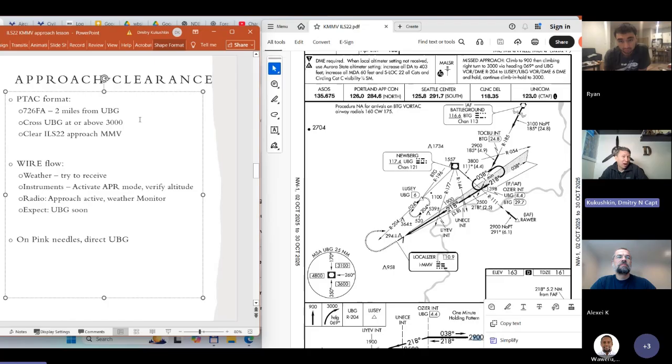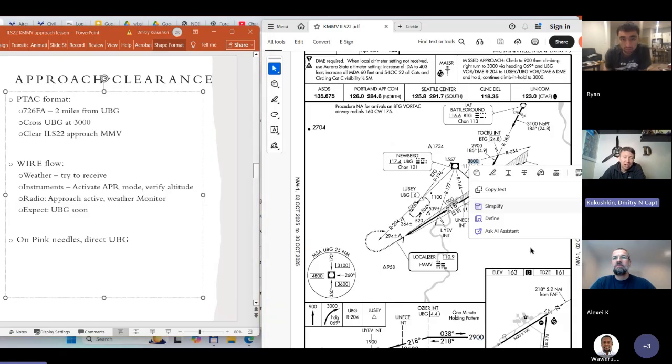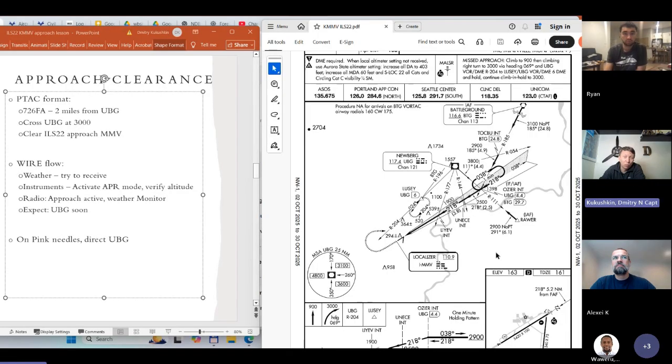So in this case, somehow they cleared us to cross at 3,000. And we look at the feeder route, well, we have 3,800, so we cannot descend any lower. Great. So from Newburgh, you proceed to Auger. Now, that's where the first "can we read the plate" moment comes in. What do we do at Auger?